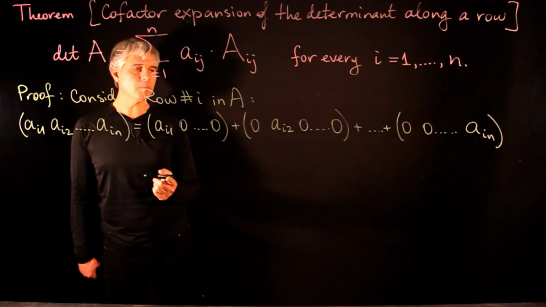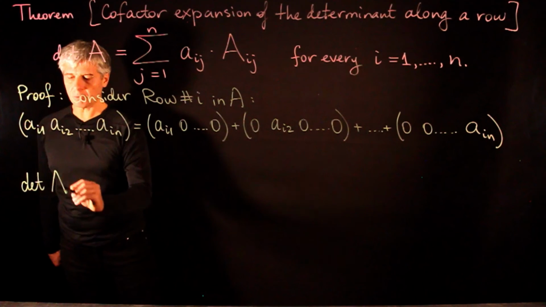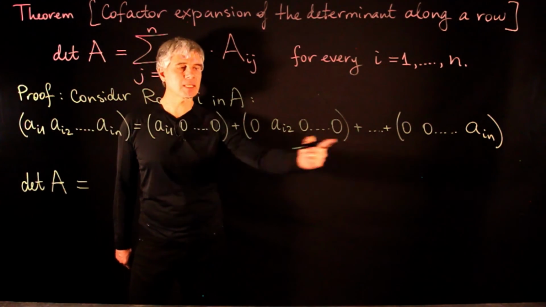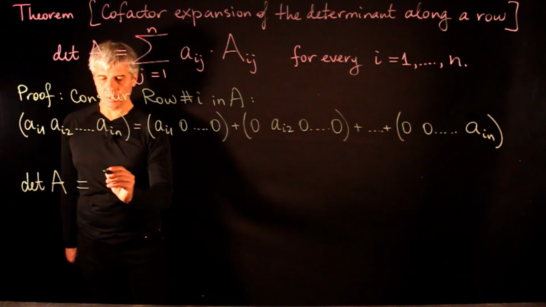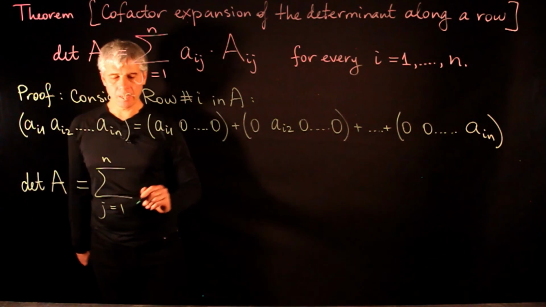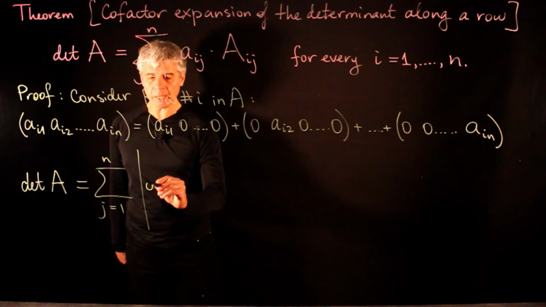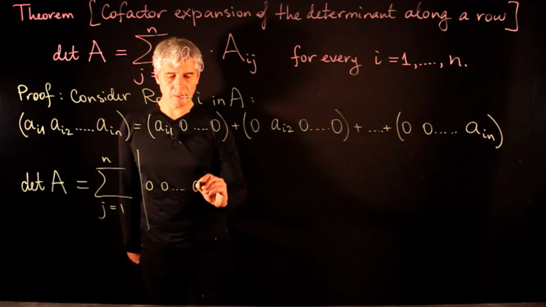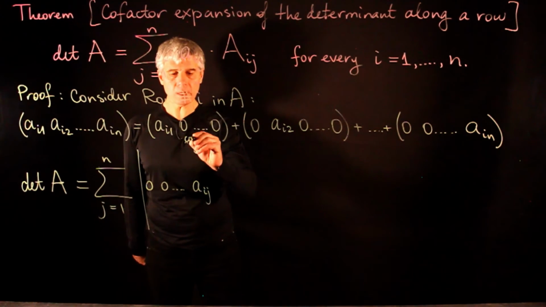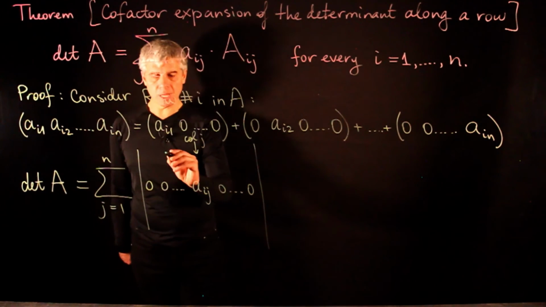And then, using the properties of the determinant, we can write the determinant of a matrix A. We can expand it according to this summation in row number i. So we can write the sum j goes from 1 to n. And so here we take the determinant. We are in row i, so we have zeros, and then aij in column j, and 0 elsewhere, and the rest of the matrix is unchanged.